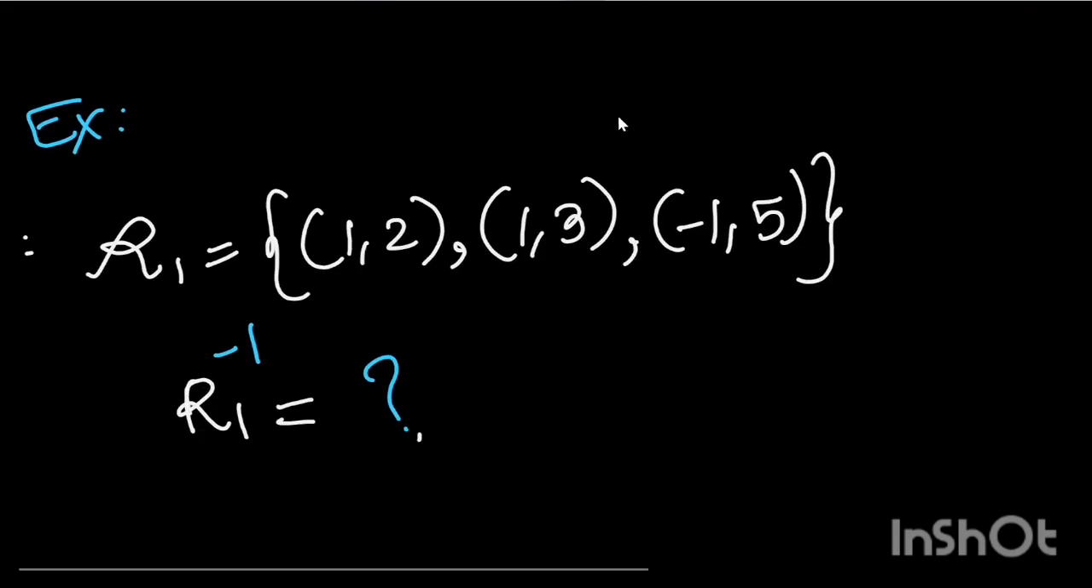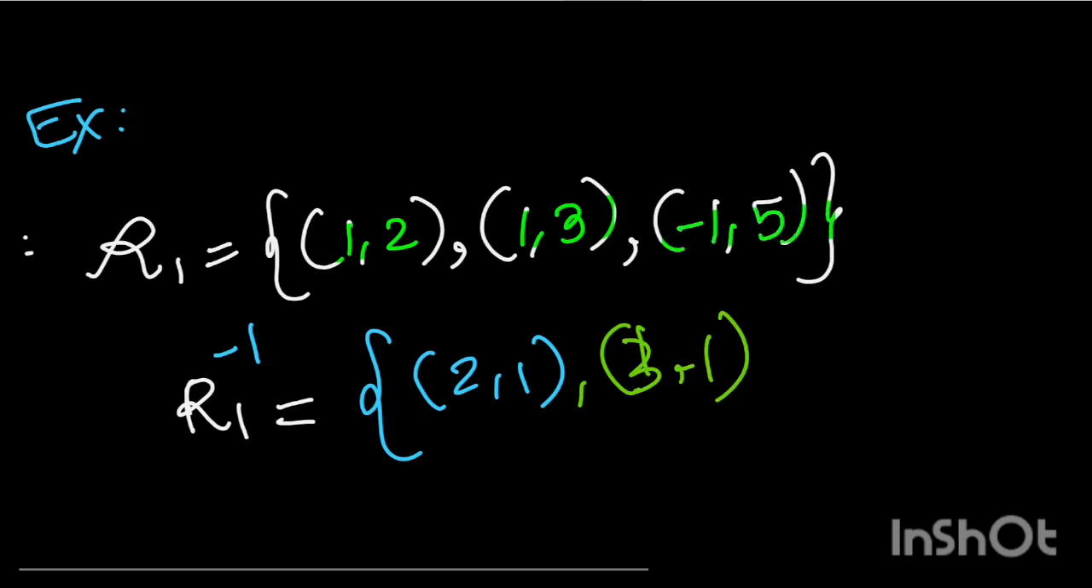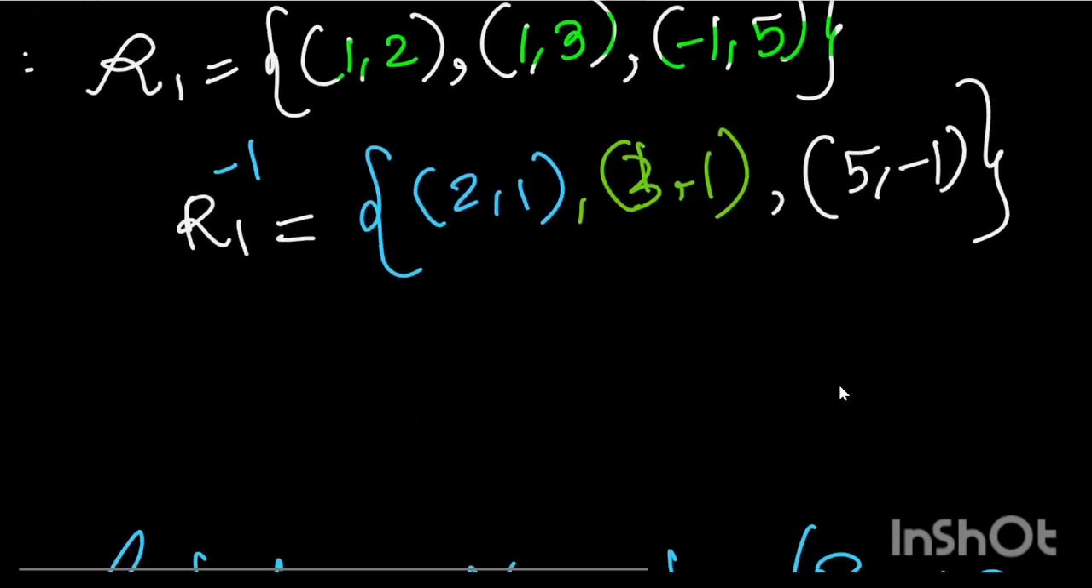For example, if I ask you, in this case, what is R inverse? So as you can see here, 1 comma 2, we will reverse it, we will interchange the values, so it becomes 2 comma 1. Similarly 1 comma 3 becomes 3 comma 1. Similarly minus 1 comma 5 will become 5 comma minus 1. That is R inverse, R1 inverse, guys. That is the inverse. Okay.